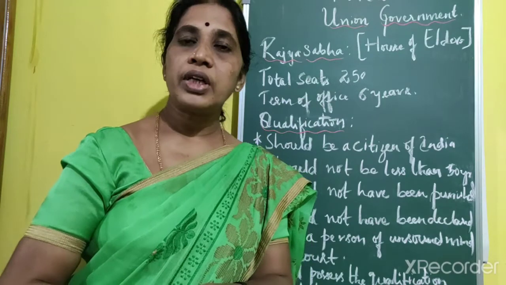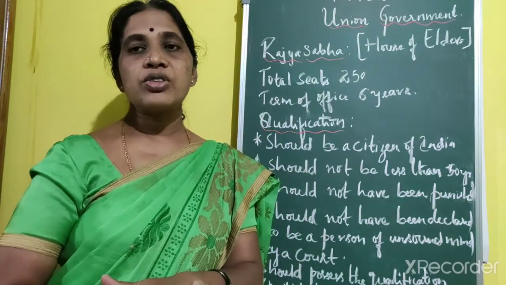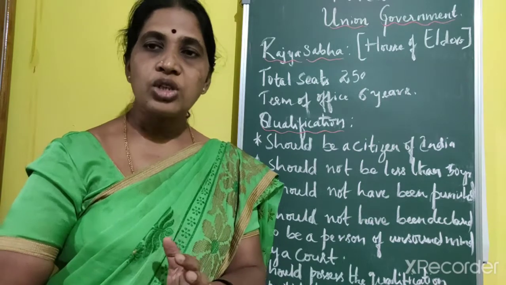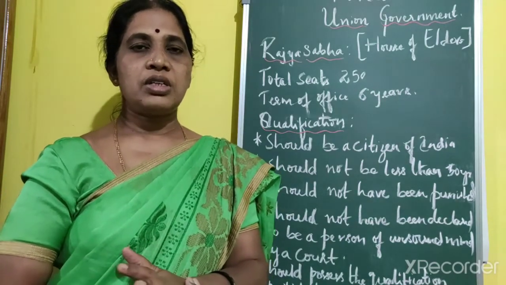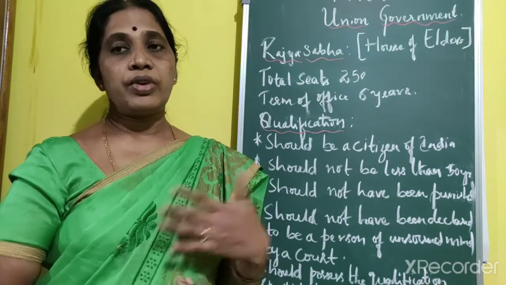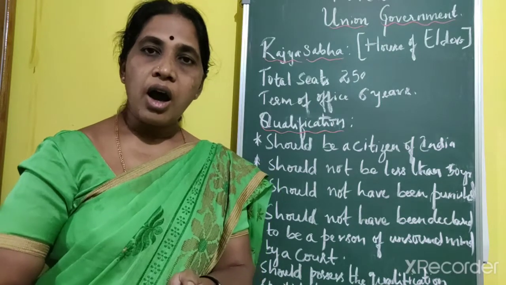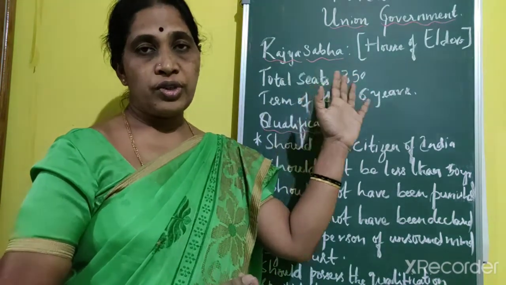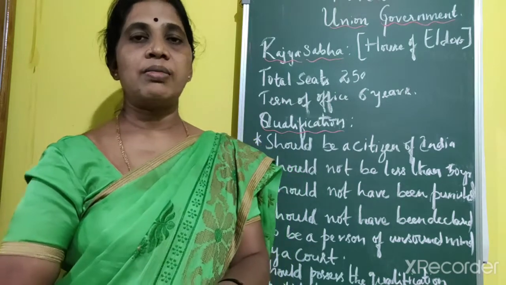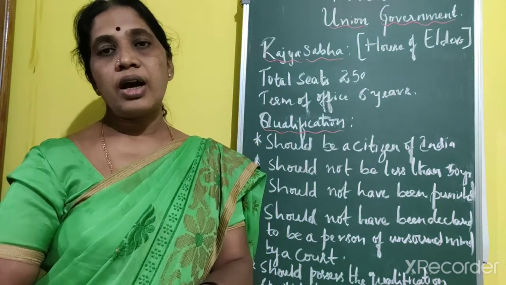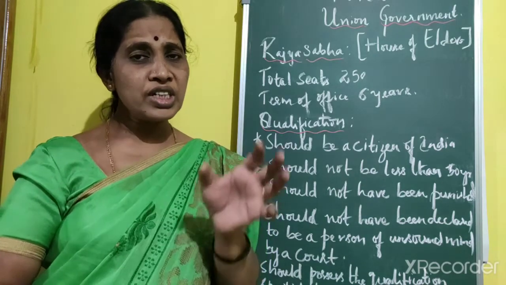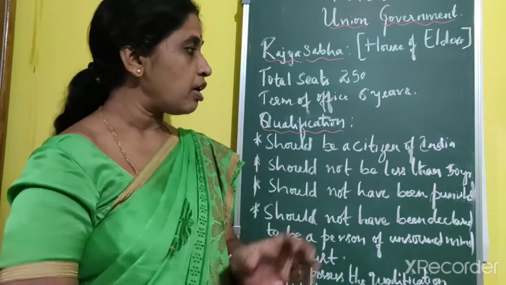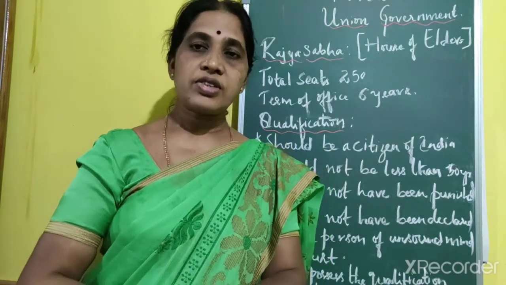So total number is 250. In that 238 members are elected by the members of the state assembly and union territories, and the remaining 12 members are elected by the president. Those members would be from the various fields like literature, art, science and social work. So that is about the structure of the Rajya Sabha. And the term of office, the members of the Rajya Sabha will be in power for 6 years. The term of office is 6 years.